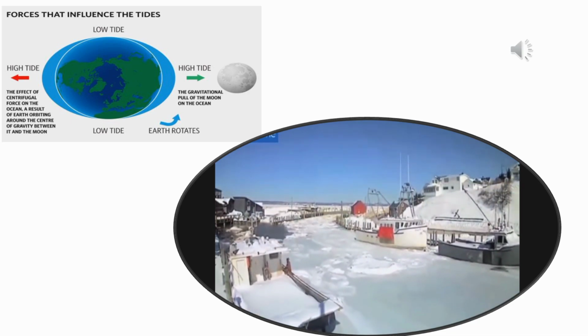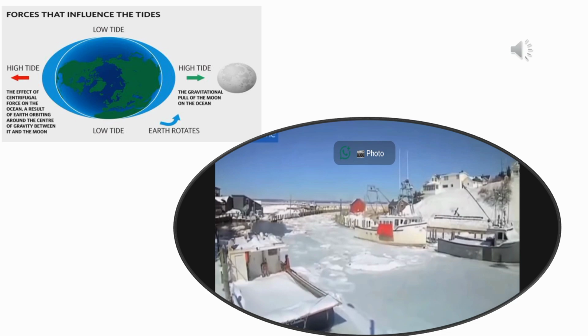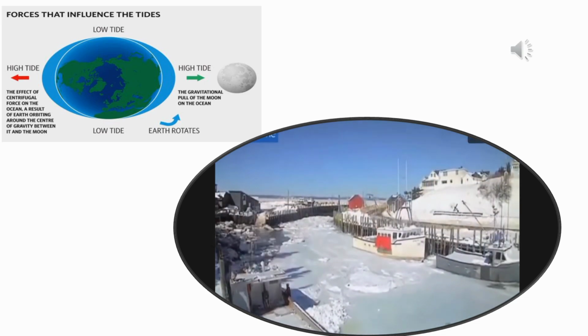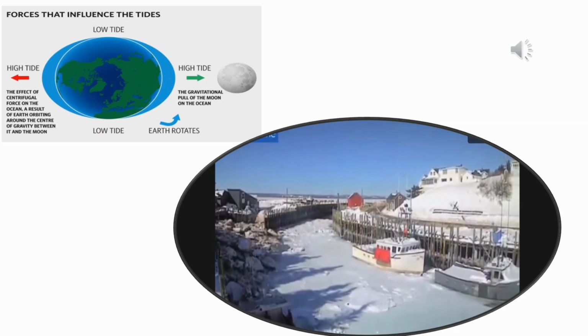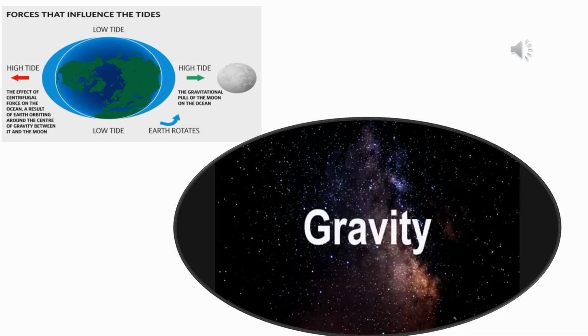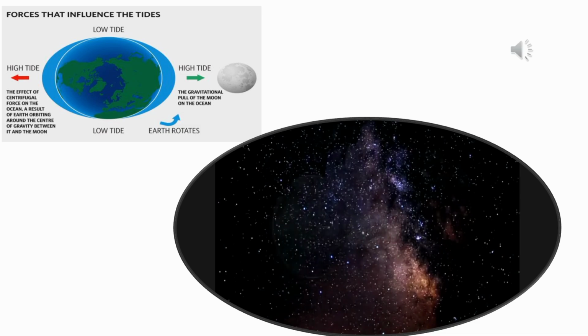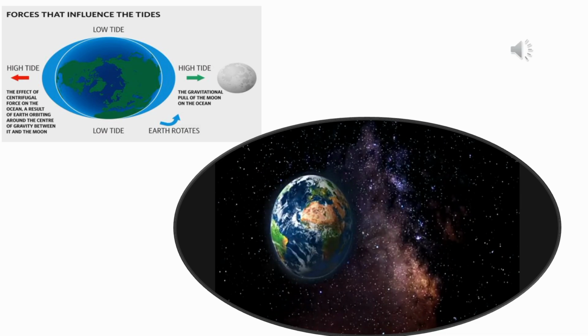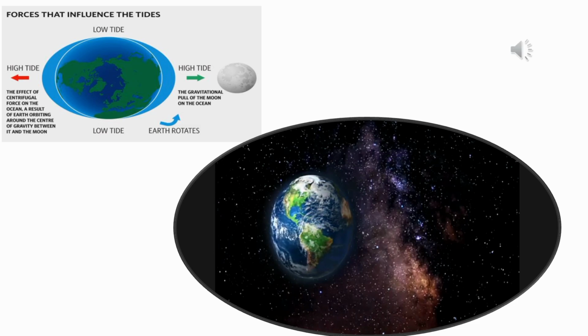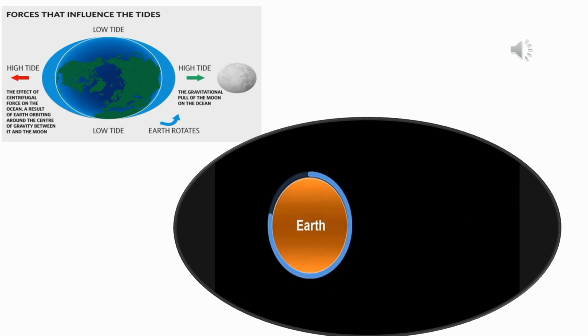So let's have a look at this. We can clearly see that there's that periodic rise and there's that periodic drop in the level of water, and all is brought about by the fact of gravity, as the Earth rotates on its axis.